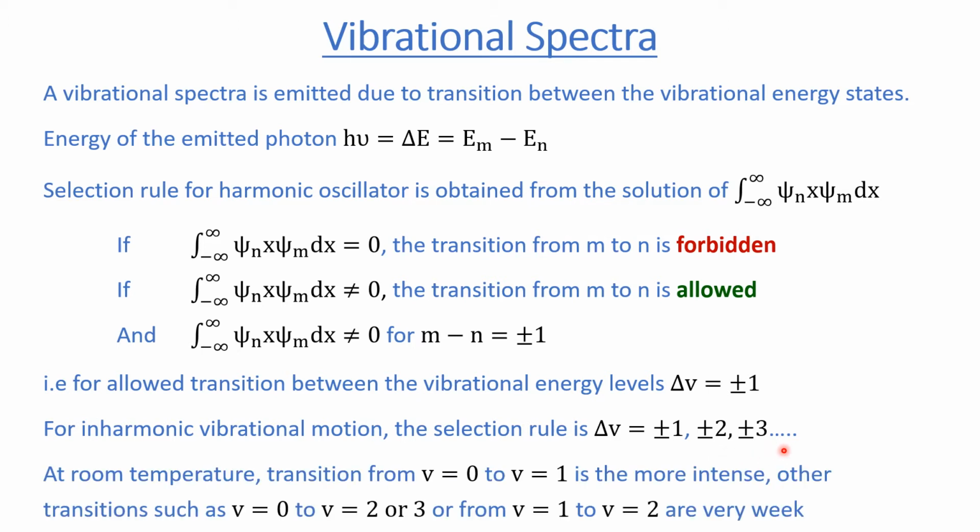At room temperature, most of the molecules are in the ground vibrational state. So the transition will take place from V equal to 0 to V equal to 1. That is why at room temperature the more intense lines occur from the transition from V equal to 0 to V equal to 1. However, other transitions also take place, from V equal to 0 to V equal to 2 or 3, or from V equal to 1 to V equal to 2. But those are weak transitions, and the emitted lines will be weaker.